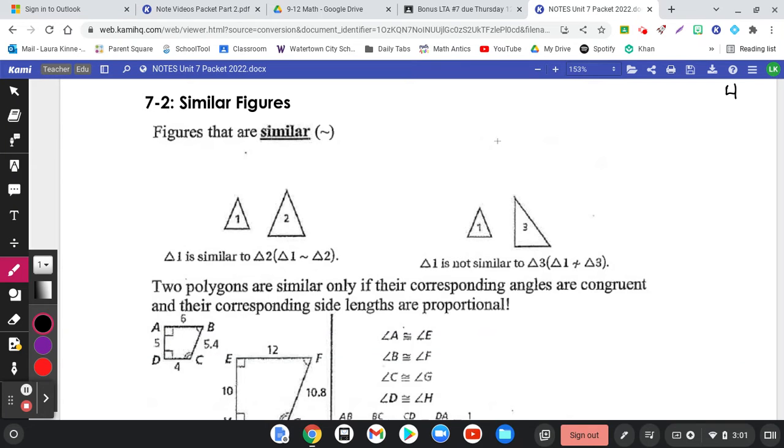Hey everybody! Today we're going to talk about similar figures. We're starting on page 4 in your packet, so you're going to want to grab that and follow along, taking these notes down in your packet.